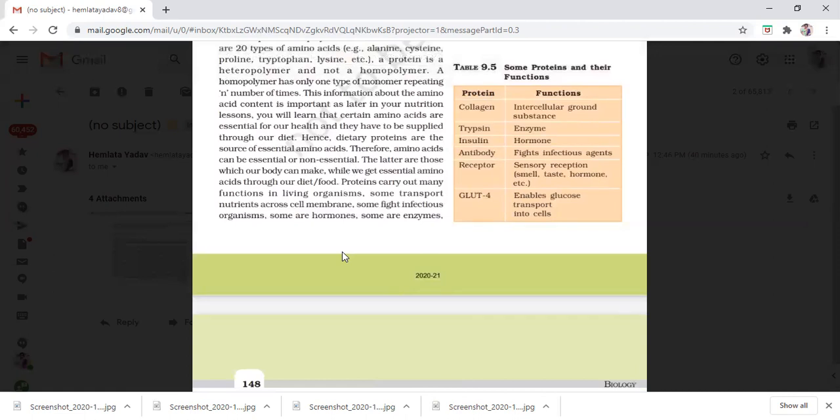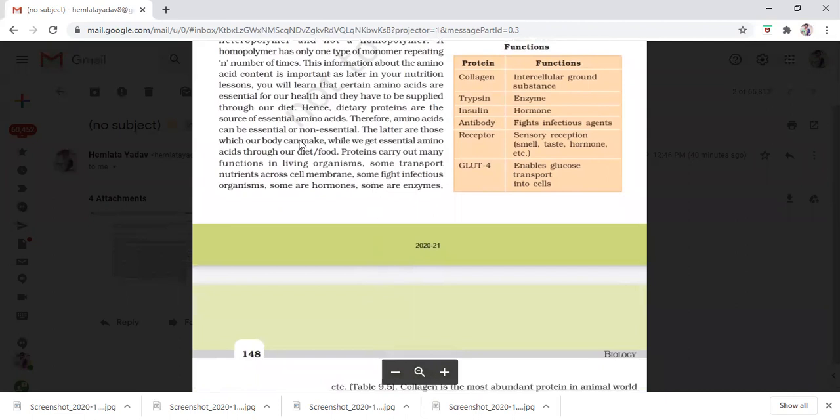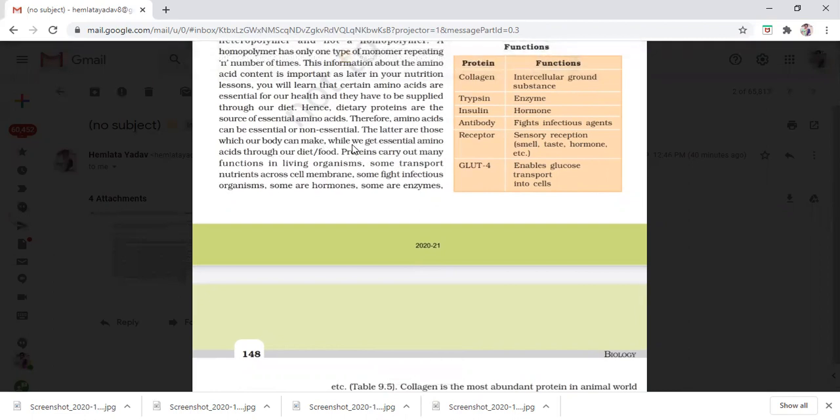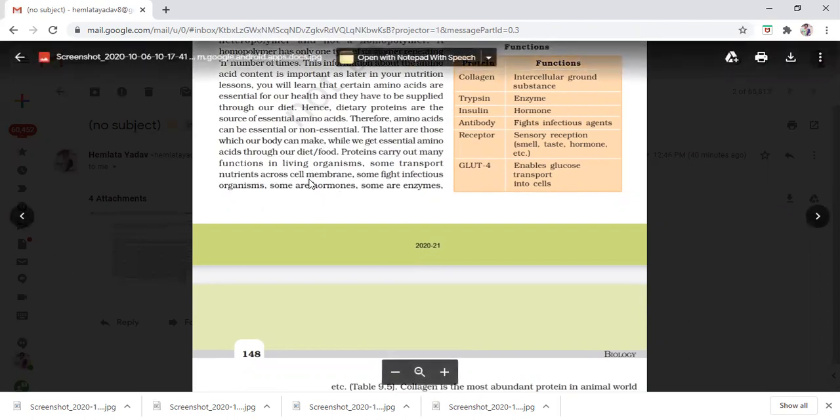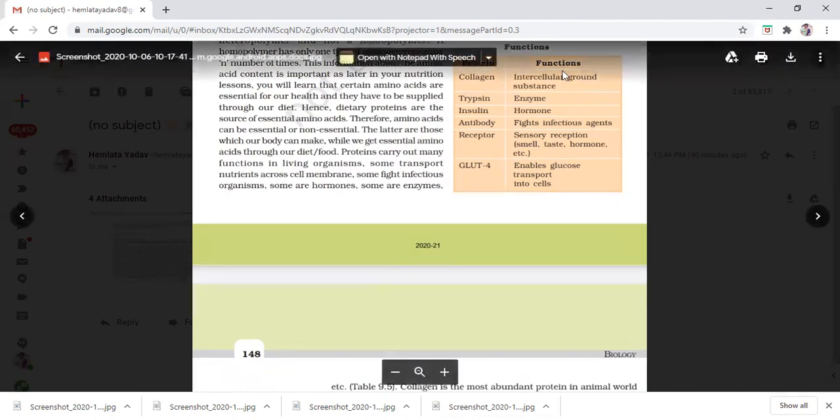I told you earlier also, there are 8 amino acids which have to be supplied in the diet, and these are called essential amino acids, and others are non-essential. The latter are those which our body can make. Our body can synthesize non-essential ones, while we get essential ones through our diet and food. Proteins carry out many functions. Some transport nutrients across the cell membrane, some fight infections, some are hormones, some are enzymes. So proteins have different functions.